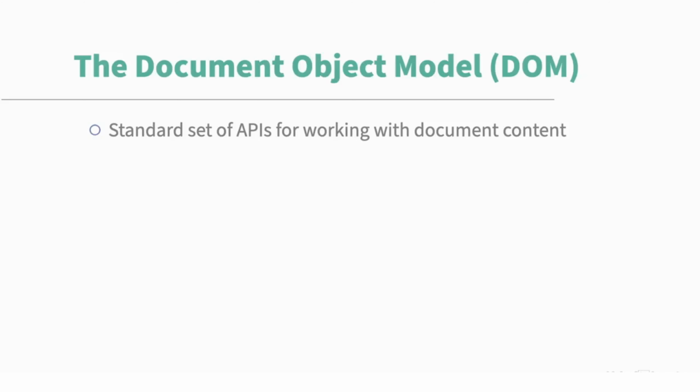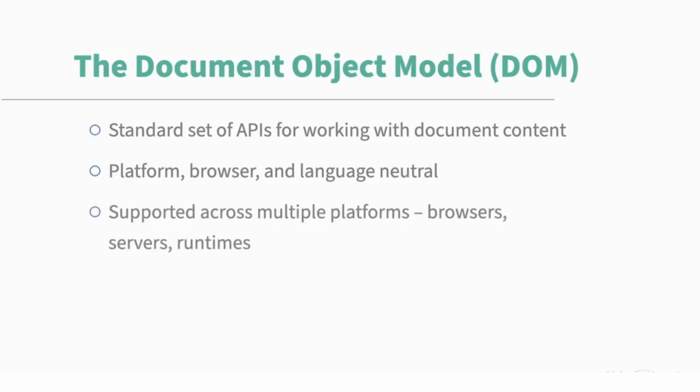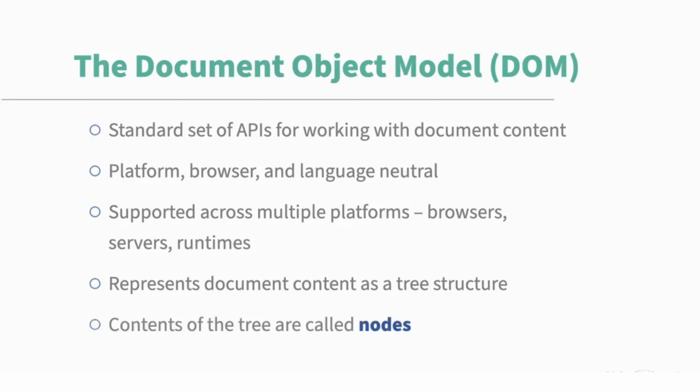The document object model is a standard set of APIs or functions for working with document content. It is platform, browser, and language neutral. In other words, it works the same across different implementations. The examples I'll be showing you here use JavaScript in a browser, but there are DOM implementations for other languages like Python, Java, C#, and so on that work on the client and server side. The DOM represents the document content as a tree structure, and the contents of that tree are called nodes.